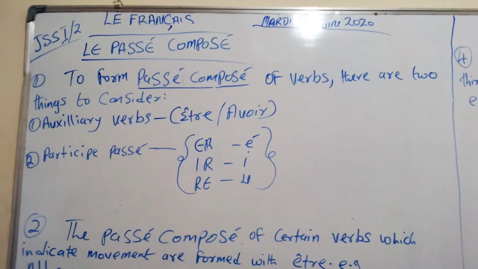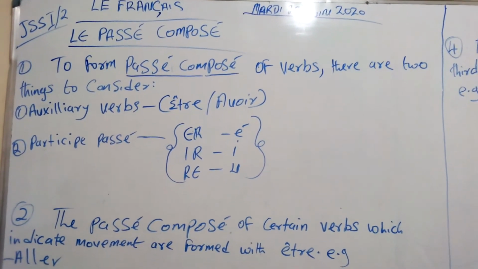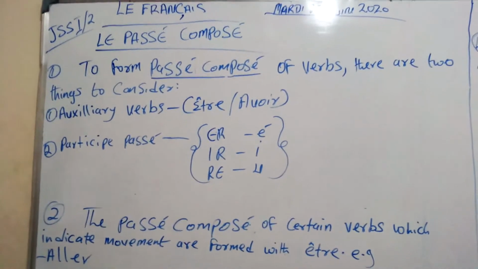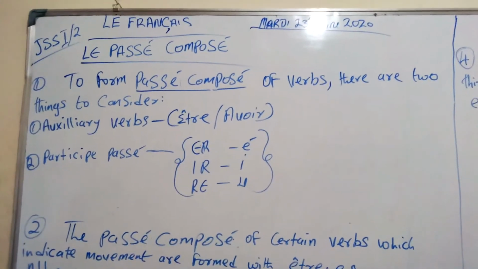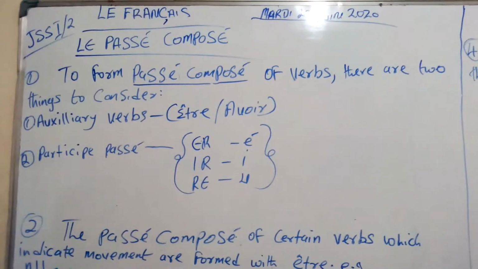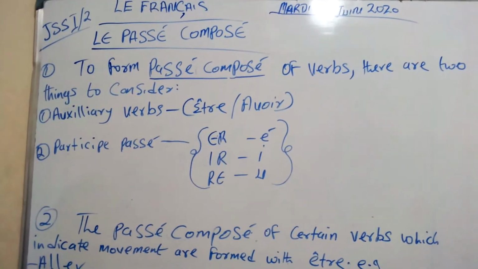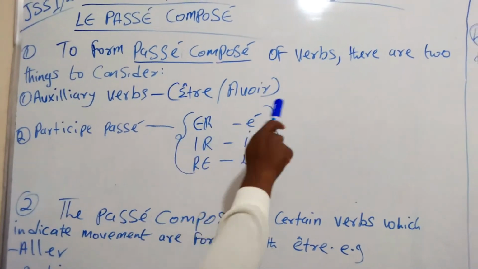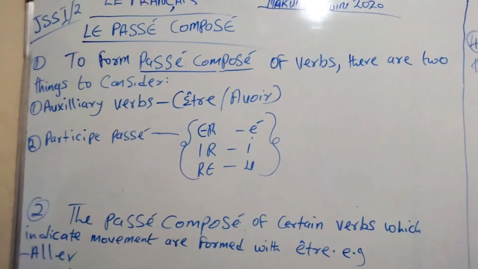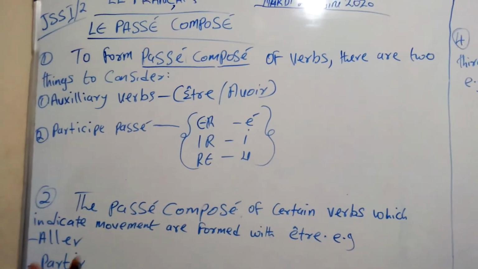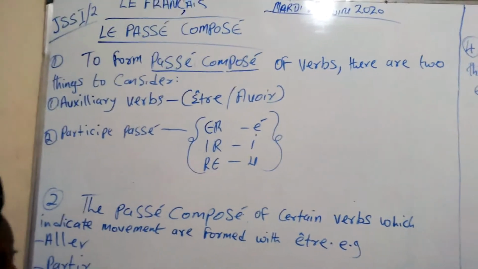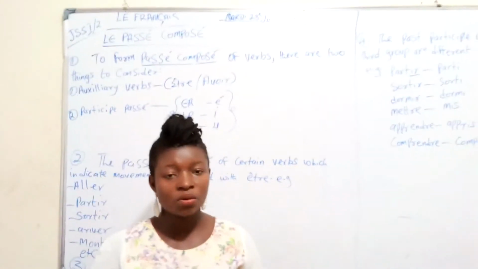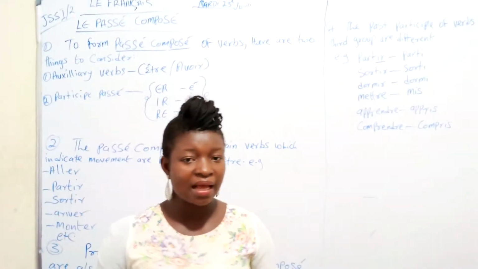You know, in English we have a way of writing past tense. So for French, we have basic things we have to look at when we are talking about passé composé. Like I said, passé composé is talking about something that has passed. To form passé composé of verbs, we have different kinds of verbs, the ones that end in ER, IR, and RE. Like we mentioned in class already, we have first group verbs, second group verbs, third group verbs. We have regular and irregular verbs.